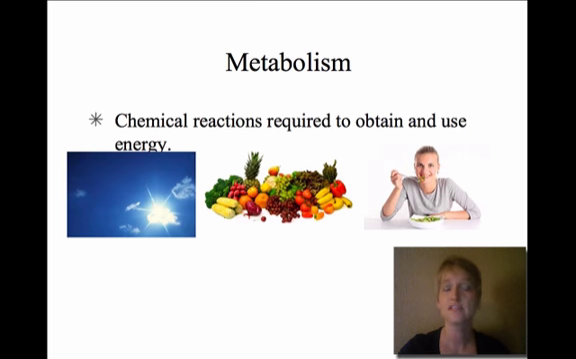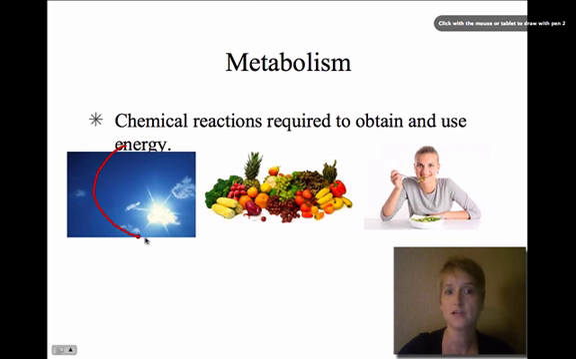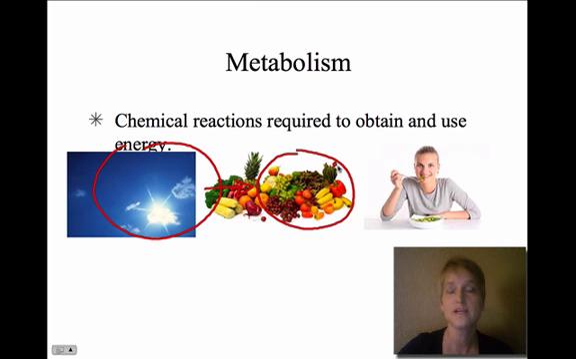Metabolism is all of the chemical reactions that are required to help you obtain and use energy. So we know that all energy comes from the sun. Okay, so it all starts right here with the sun. Plants then use that energy to make their own energy. And then we, in turn, will eat those plants, or we will eat meat, which came from an animal that probably ate plants.